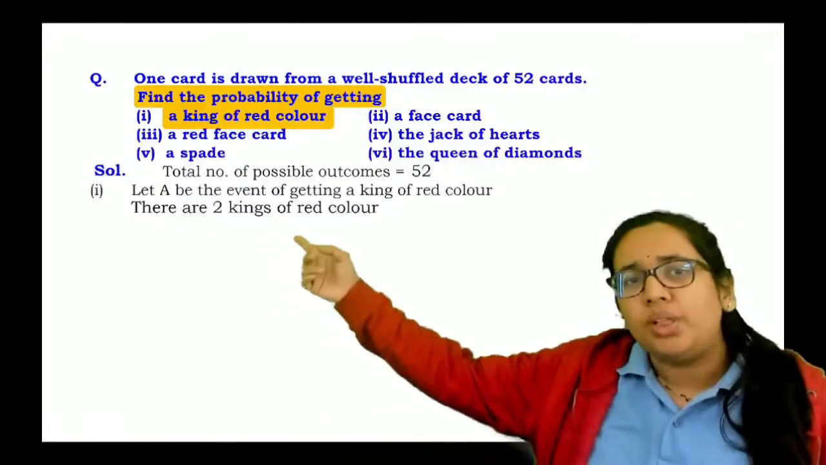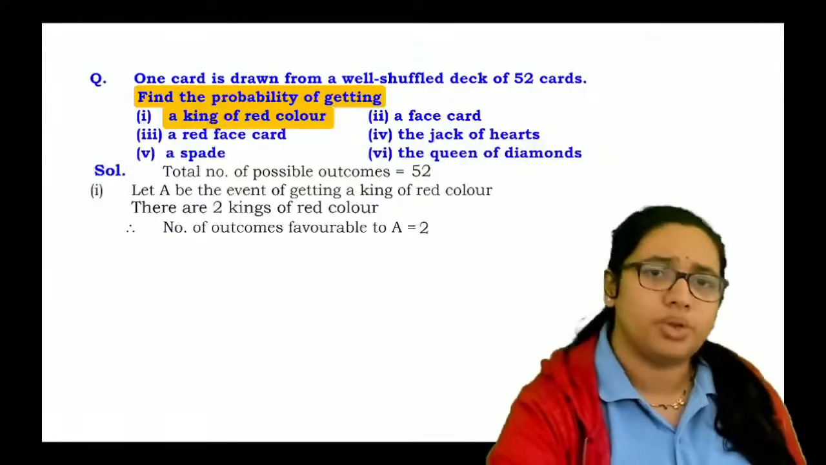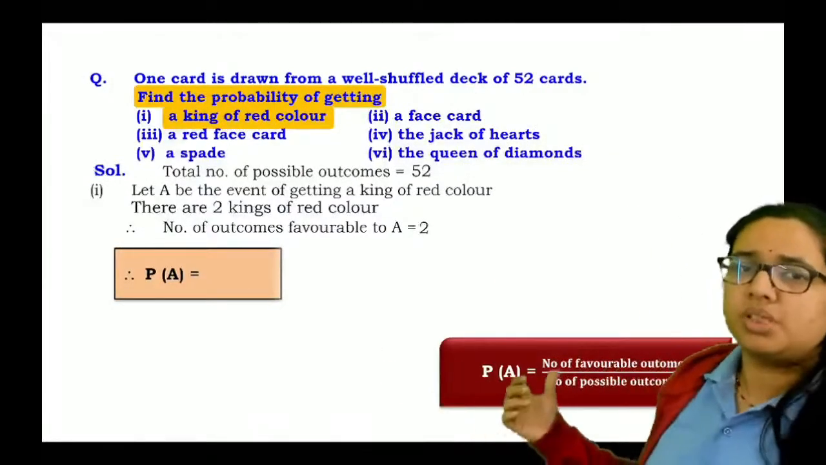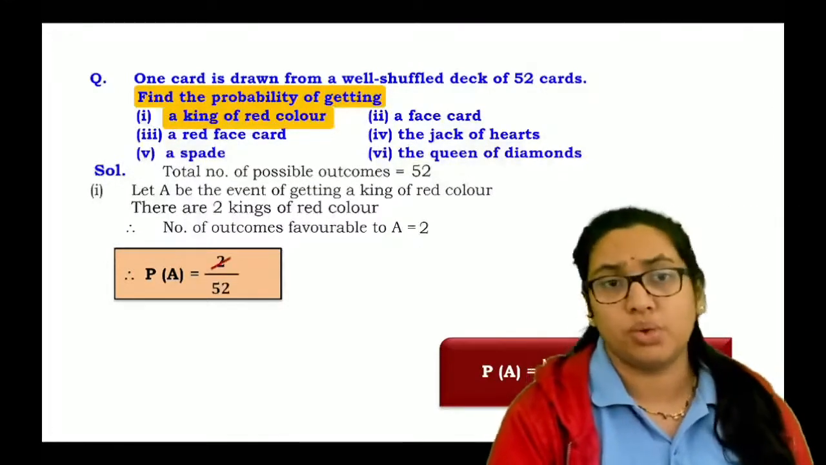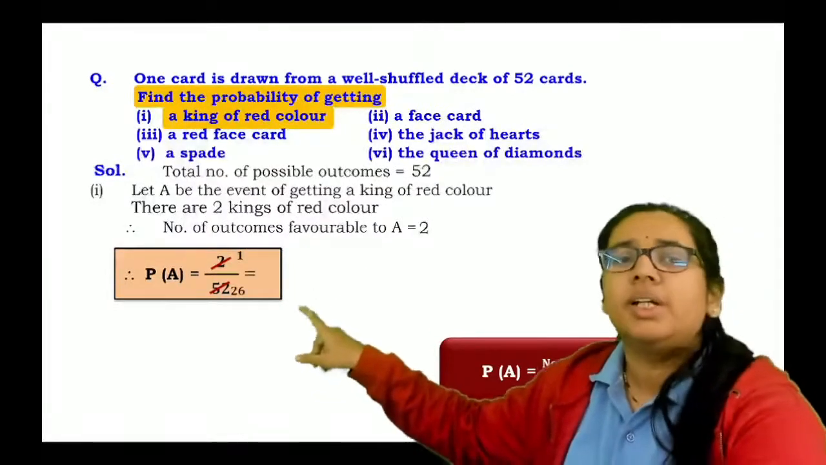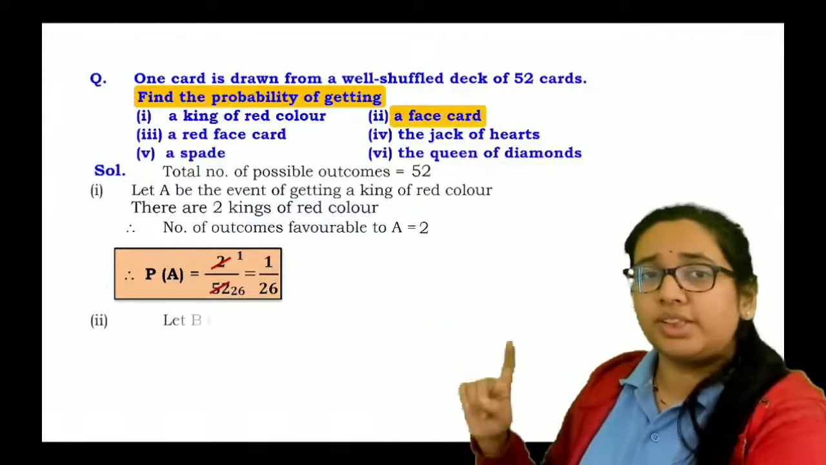There are two kings of red color, hence the number of favorable outcomes will be 2. Hence its probability is given as number of favorable outcomes upon number of possible outcomes. So it will be 2 upon 52. After simplifying this, you will get the answer as 1 upon 26. Then can we go for the second one?